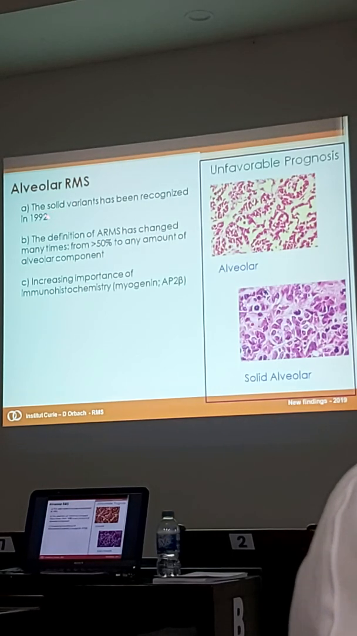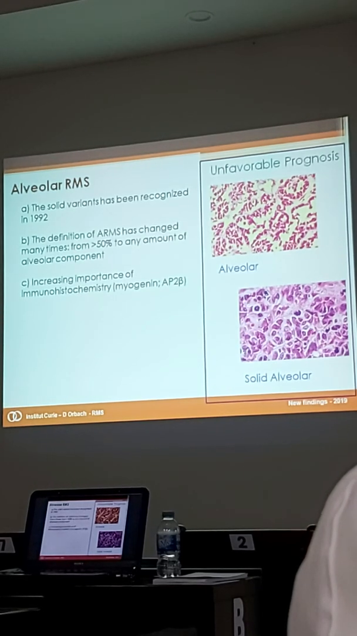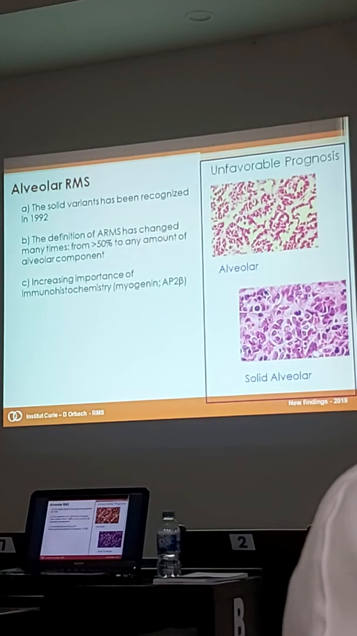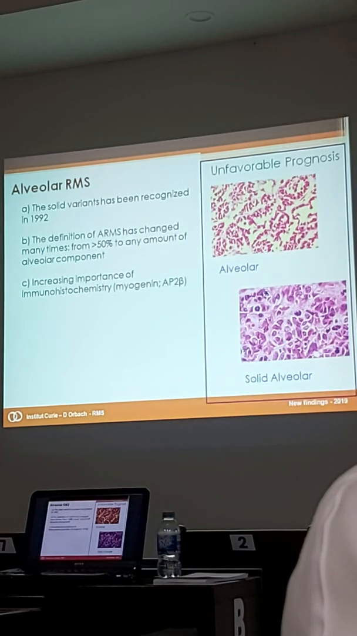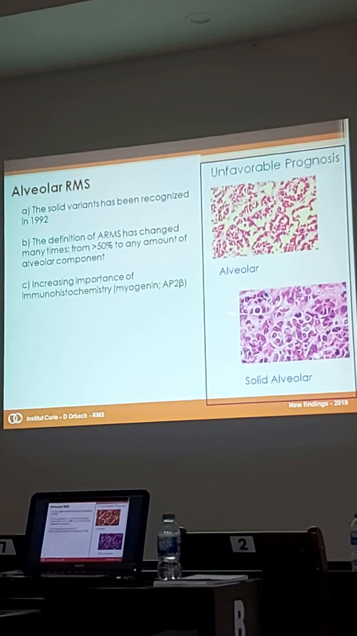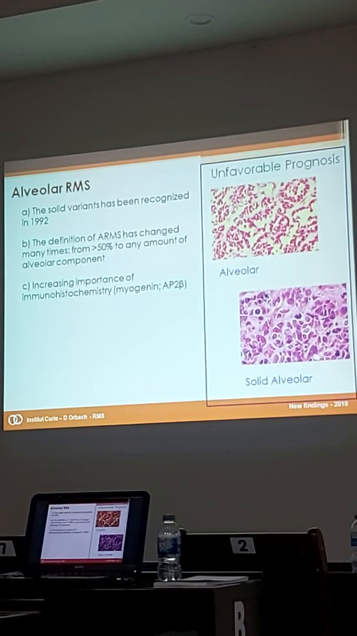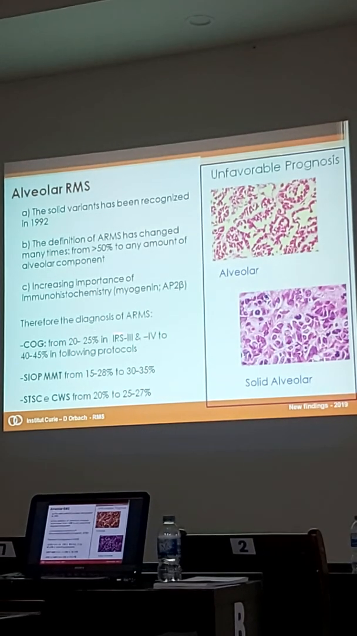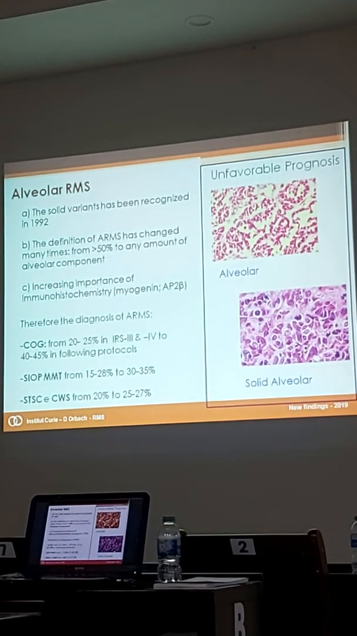This solid variant has been recognized since 1992, and over the years we have changed our way of making the diagnosis of alveolar rhabdos. At the beginning, when we checked the old protocols, only 15% of the patients had alveolar rhabdo. But more and more, the pathologists have become more skilled and used to identifying the subtypes, and nowadays we consider that one third of rhabdos are alveolar rhabdo. Of course the pathologists have been better because we are using more and more immunochemistry, and because we all know that the fusion transcript can help make the diagnosis of rhabdo.